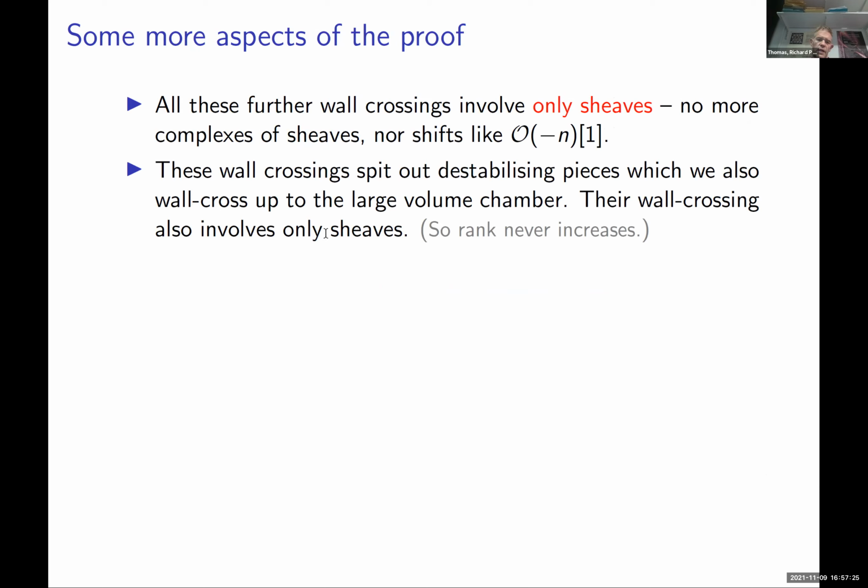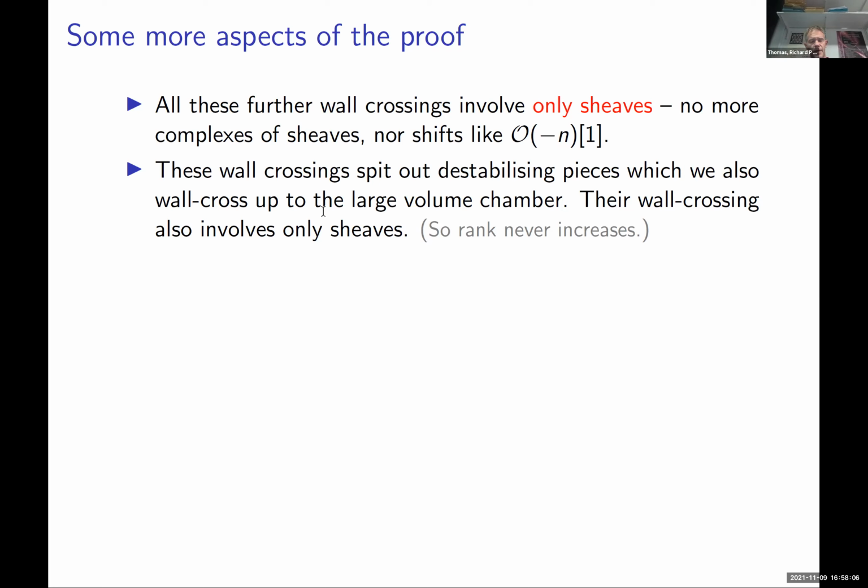Then all these wall crossings spit out higher order terms, destabilizing pieces, which are sheaves. And then we wall cross those as well. So they give us counts in a certain stability condition. We then wall cross those until they give us counts of sheaves, and we see what corrections we get as we wall cross these. Again, their wall crossing only involves sheaves. So that's good, and that gives us control. That means the rank never increases. It doesn't quite mean the rank decreases, which would be good for an induction, because the rank might stay the same and the other destabilizing piece might be rank 0.